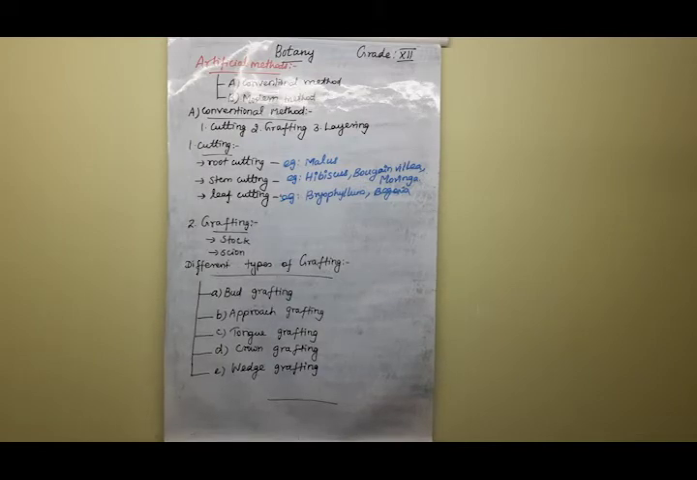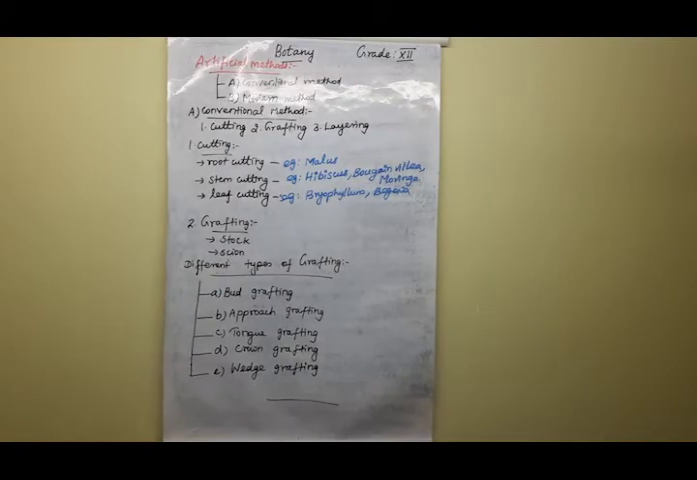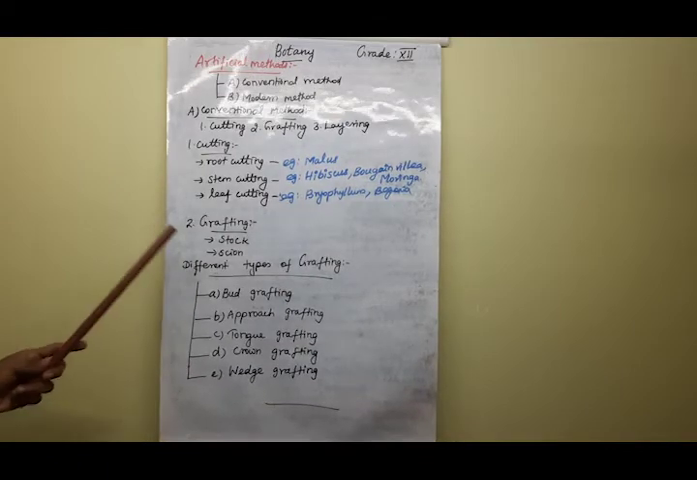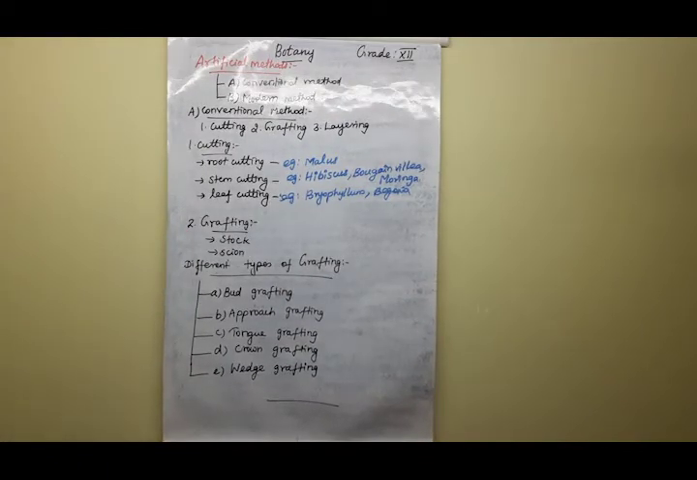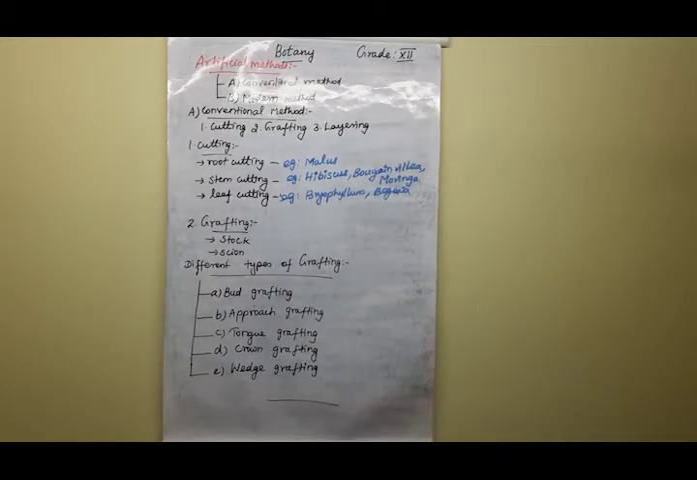Suppose, for example, a mango tree. Two different varieties of mangoes, we can join them, or produce them, by the grafting method. Joining of two different plant species. Clear? These two different plant species join and produce one new plant. Clear, children? But here we use two different parts.